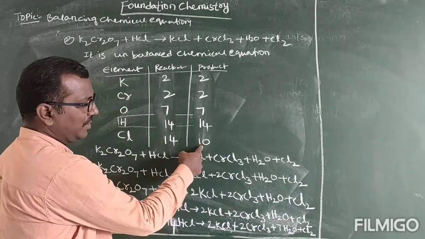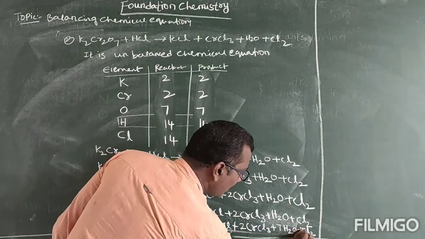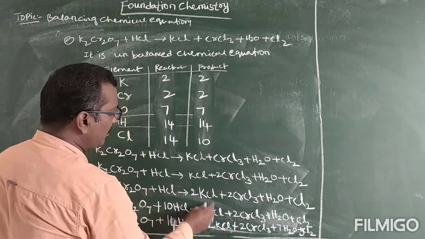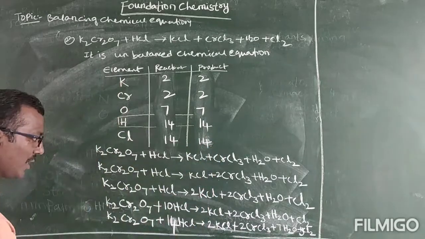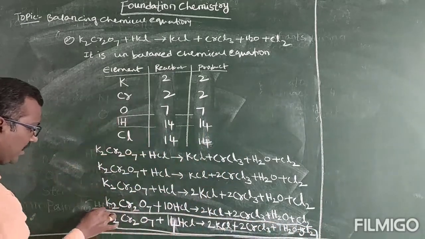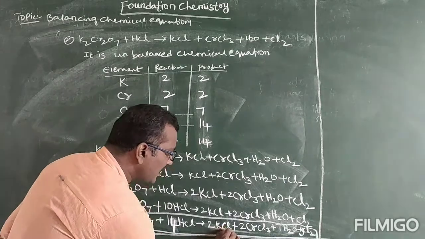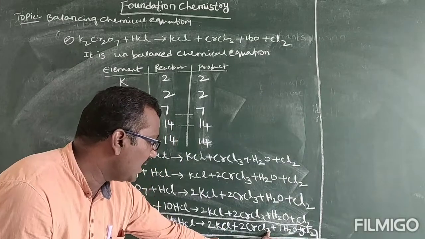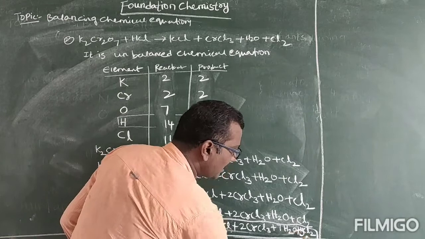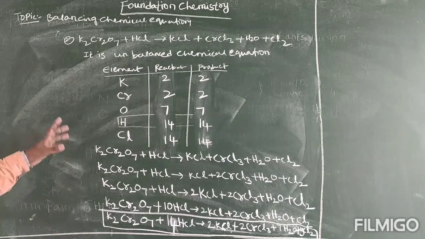Still 4 are left. How will you get 4 there? By multiplying with 3. Suppose I get 3Cl2, that means 6 plus 6, 12 to 14. So the answer is what? K2Cr2O7 plus 14 HCl gives rise to 2KCl plus 2CrCl3 plus 7H2O plus 3Cl2. That is the answer. Balanced equation.